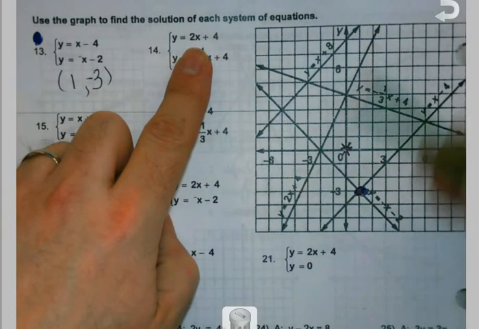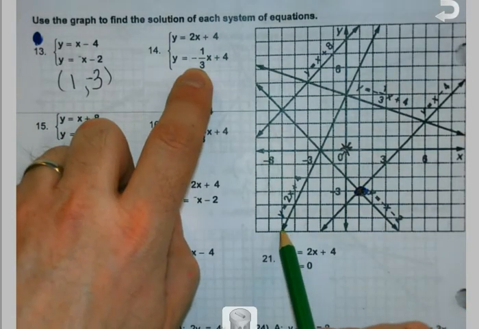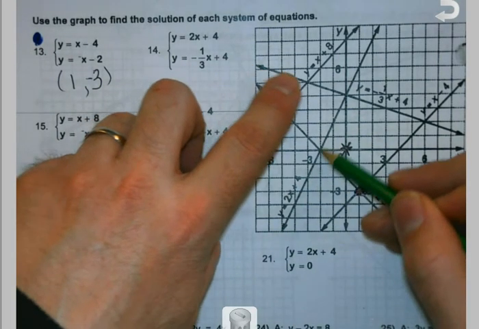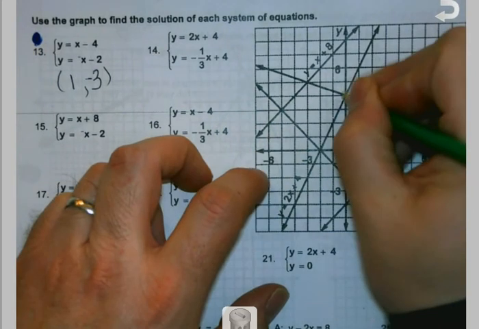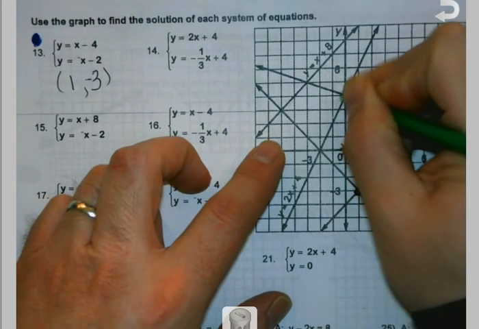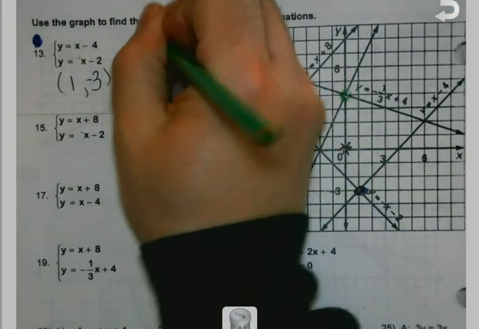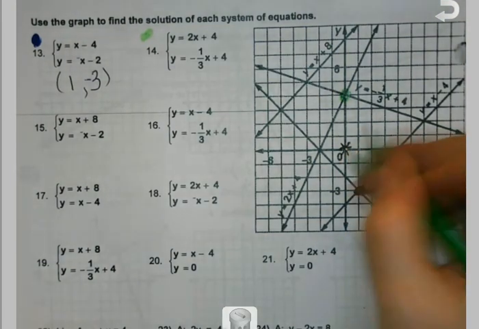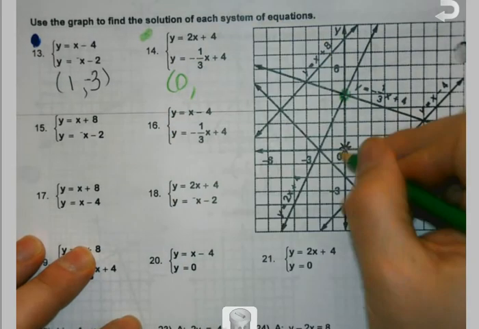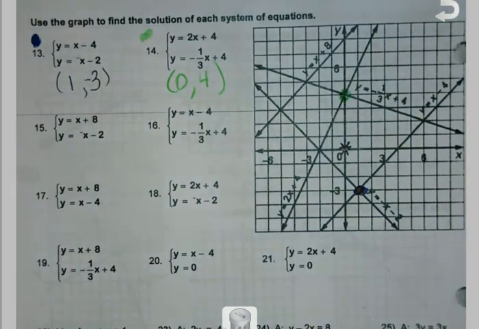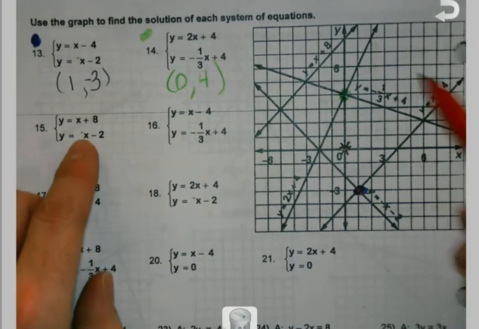Let's see here. y equals 2x plus 4. Okay, so this line, and y equals negative 1/3 x plus 4. Okay, in this line. So where do they cross? Right there. So what point? I think that's 0, 4. I didn't move left or right, so I agree with the 0. 1, 2, 3, 4. I'm with you. 0, 4 looks like a good answer. You're like, okay, kind of see what you might be up to with this.